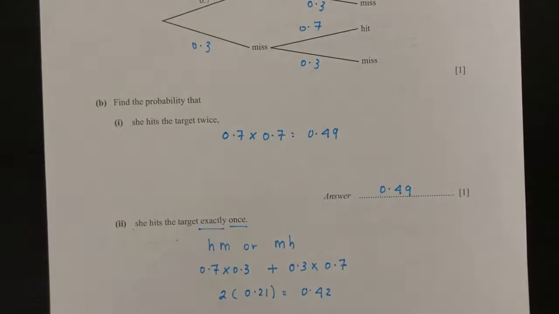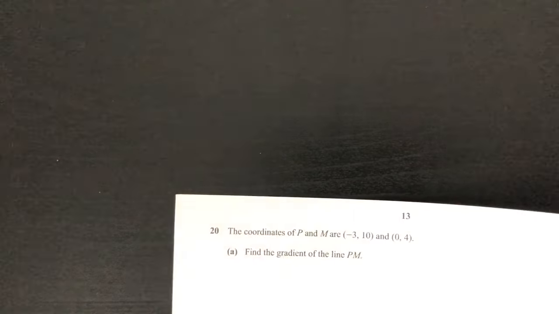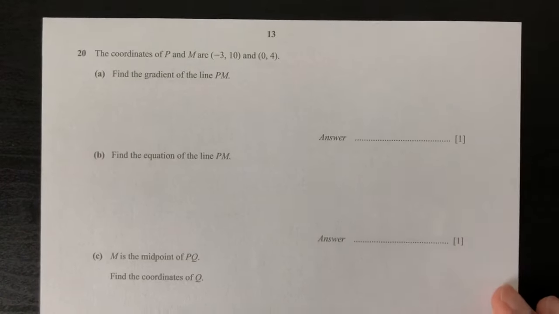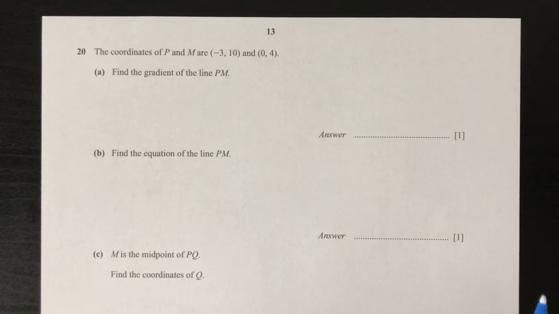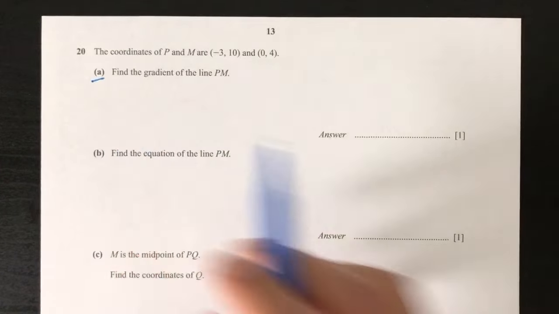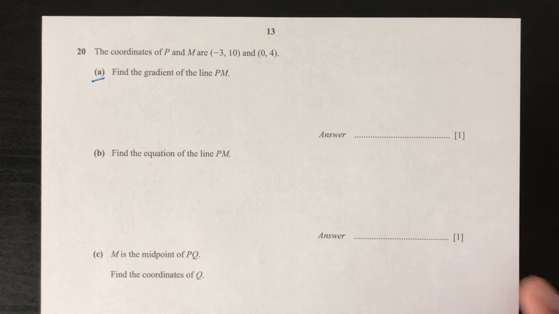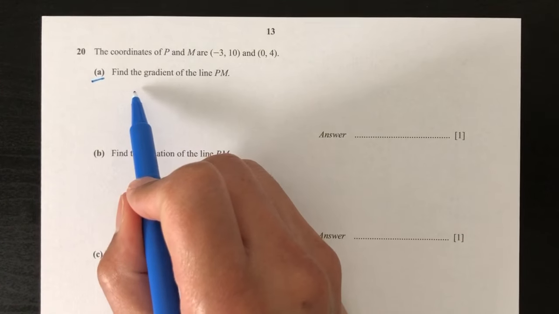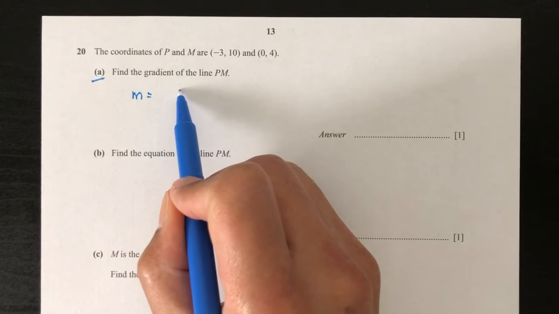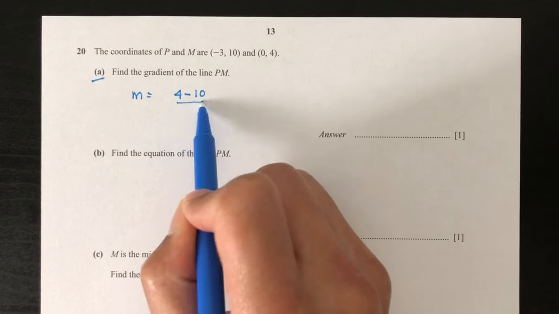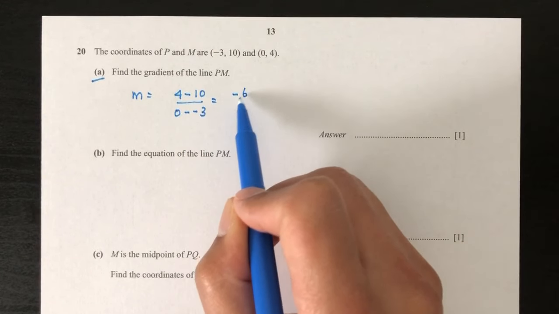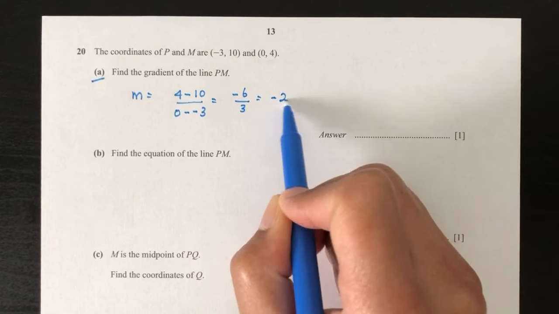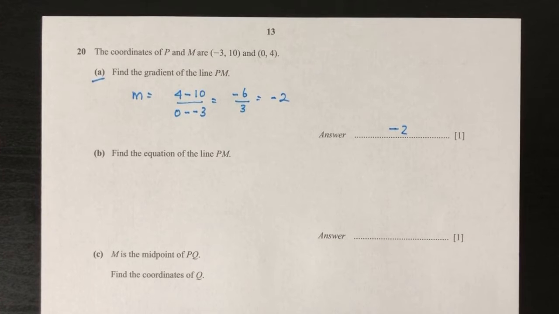That will be question 19. Let's move on to question 20. The coordinates of P and M are given to you as follows. Now part 1, we have to find the gradient of the line PM. So to find the gradient, we have to use our formula, which is y2 minus y1 over x2 minus x1. That will be minus 6 over 3 minus 2, right?